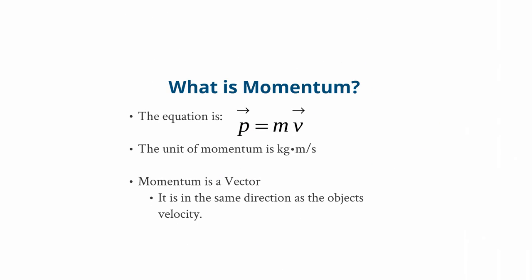Now, momentum is given by the equation where the momentum equals the mass times the velocity, p = mv. It has a unit of kilograms times meters per second, or kilogram meters per second, and it is a vector. And the vector of the momentum, or the direction of the momentum, points in the direction of the object's velocity.